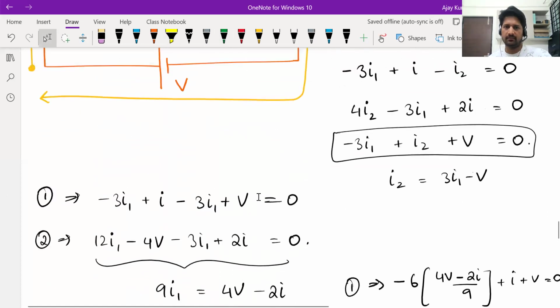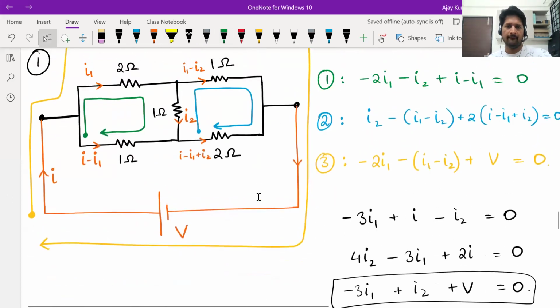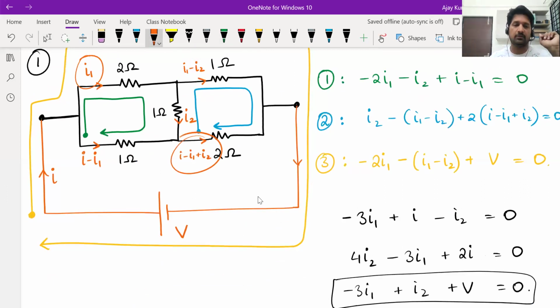Once you get I, you check the currents I1 and this one, I minus I1 plus I2. You will see that they'll be same. Now, if you want to check simply, you take voltage as some 20. You'll get I as a number. Then I1, I2, all numbers you will get. Then you will be able to verify.